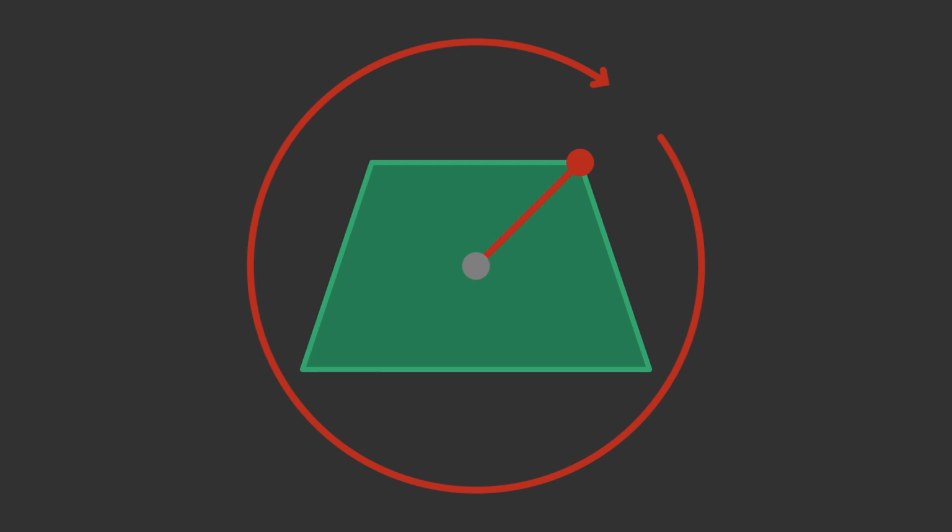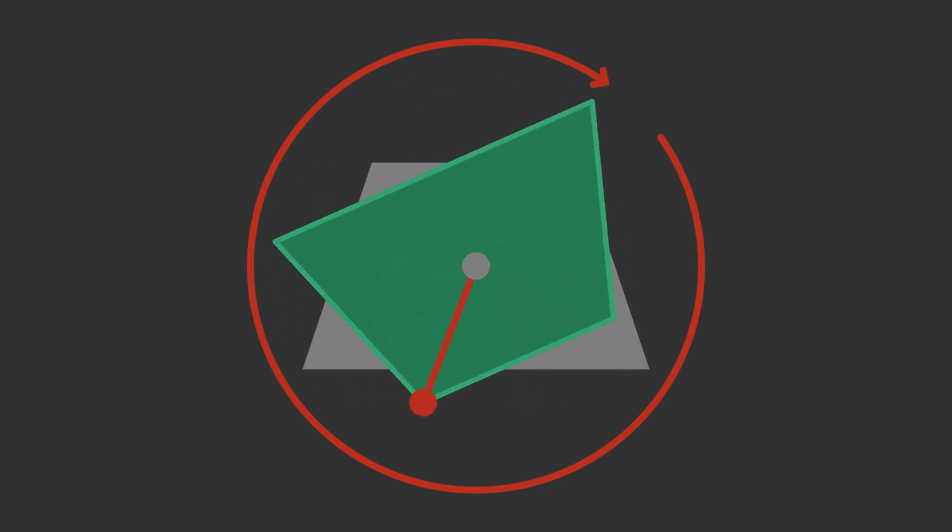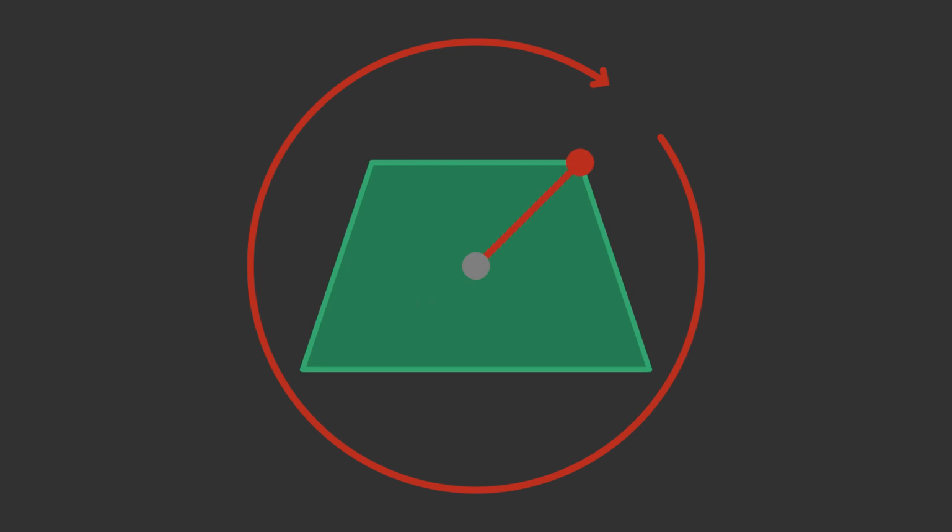A trapezium has no rotational symmetry. It must be rotated by a full turn before it maps back onto itself. In this example, the trapezium has a vertical line of symmetry. It is possible for a shape to have line symmetry but not rotational symmetry.